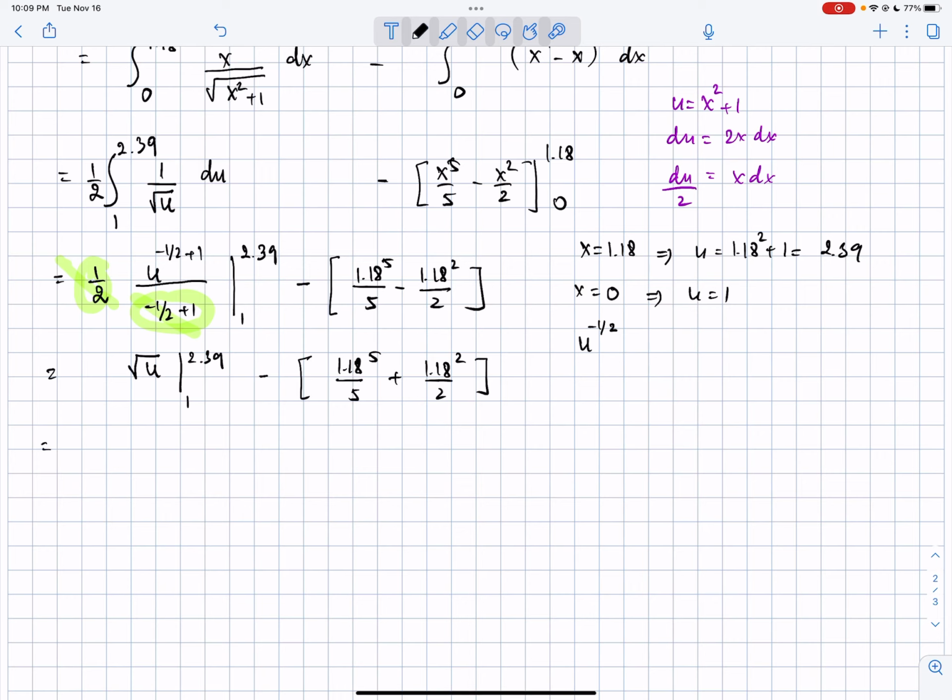So we plug it in for the u. Square root of 2.39 minus square root of 1, which is 1, and then minus 1.18 to the 5th divided by 5, and also this is minus, right? So it will become plus 1.18 squared divided by 2. So we just put all of them into the calculator, and we will get about 0.785.